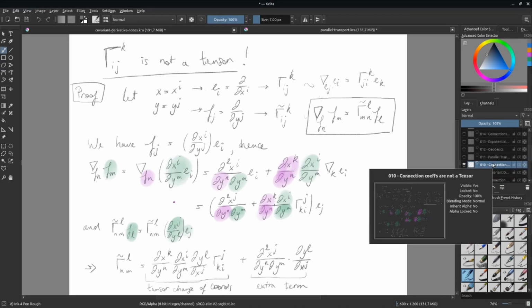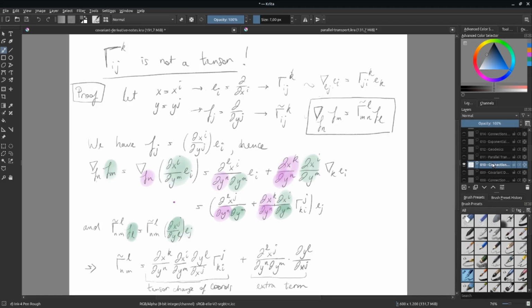Okay, now an important fact to note is that these connection coefficients look like a tensor, but they're not. The proof of that is fairly short, so I've decided to give it. If you pick two coordinate systems, x^i and y^j, we define these gamma^k_ij, the connection coefficients in the x coordinate system, and then gamma tilde for the same in the y^j.